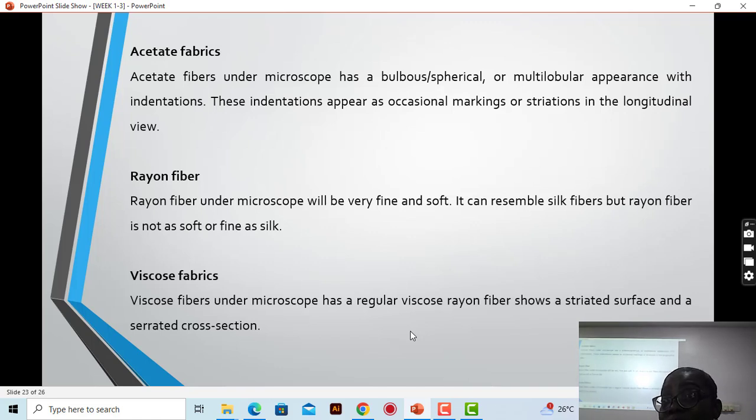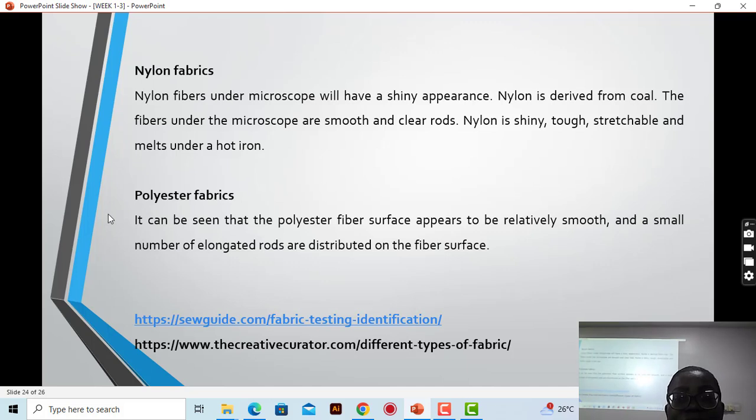textiles, I mean fabric itself, as a program. Okay. Then we also have nylon fabric and polyester fabric, the same fabrics that we studied for the burning test. Yeah, we have.